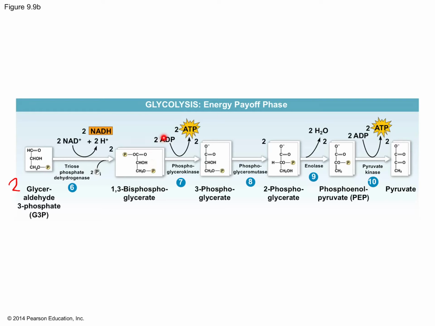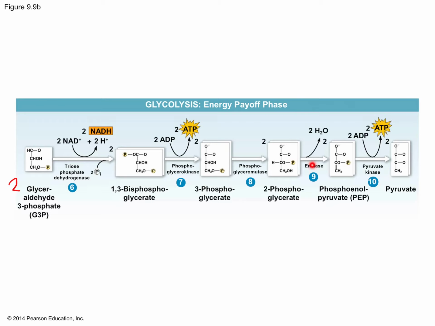We have 2 ADPs coming in. Each of them plucks off 1 phosphate group, so we form 2 ATPs. And now we have this intermediate, 2 of them, 2 copies, 1 in the front, 1 in the back. Each has a phosphate. We still have 2 more phosphates we can pluck off and make 2 more ATPs with for a later step of substrate level phosphorylation.